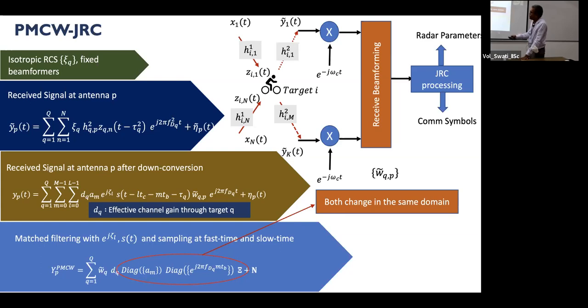Now, if you are supposed to use a PSK signal, for example, then everything is in the phase, and it becomes ambiguous to understand what is Doppler and what is the communication signal, in the sense that the communication signal and the Doppler both change in the same domain. Okay, so next slide, Vijay.